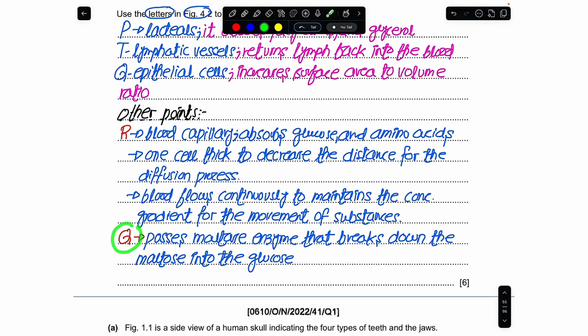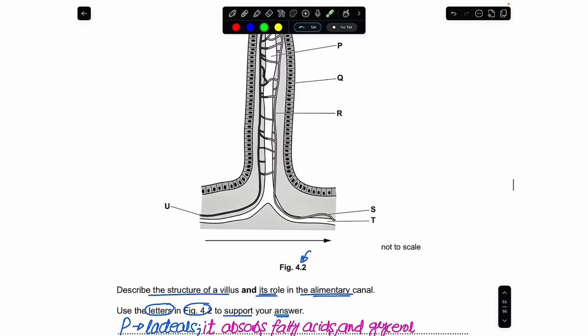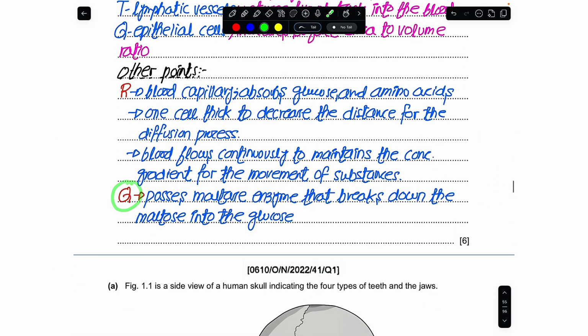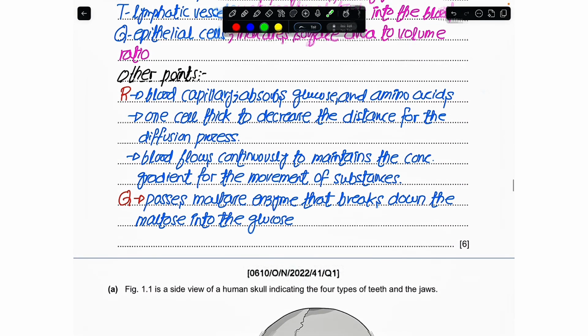Likewise, the Q that I have given here as an alternative valid point is the epithelial cells, and I have been saying from the very beginning when we started doing the topicals that these villi also have in their cell membranes the disaccharidase enzymes like maltase, lactase, and sucrase. Now, since I have written the maltase enzyme here in context of the epithelial cell, which is Q, I would simply say that it would break down maltose into glucose. So this is how you would have scored a total of 6 marks for this.